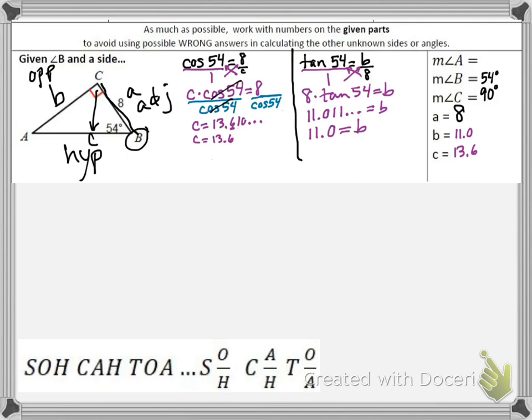Okay, one more thing to do. I haven't found that missing angle yet. I'm going to do that little shortcut that I did on the last problem, and I'm going to say all the angles of a triangle have to add up to 180. So if I take 180 minus the 90 I know, minus the 54 I know, I'm going to end up with the last angle, 36 degrees, and that is angle A. Don't forget to put your degree symbol when you do this.